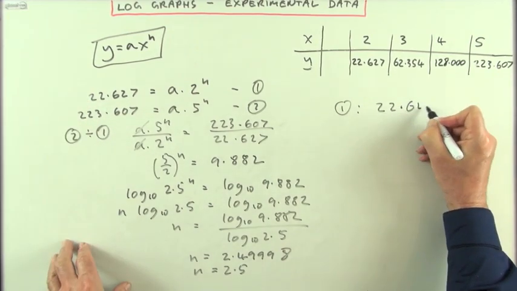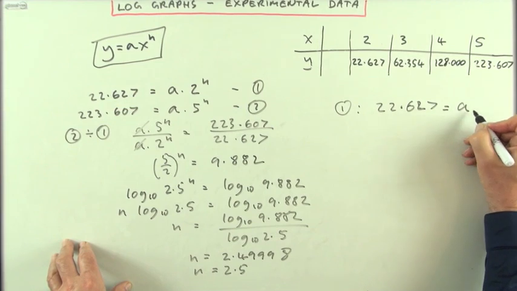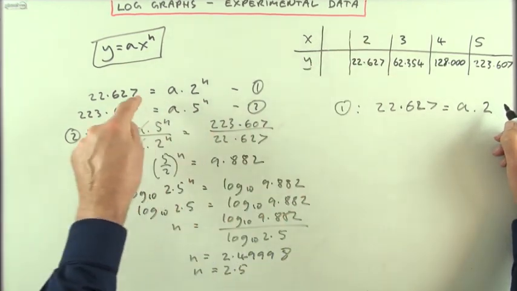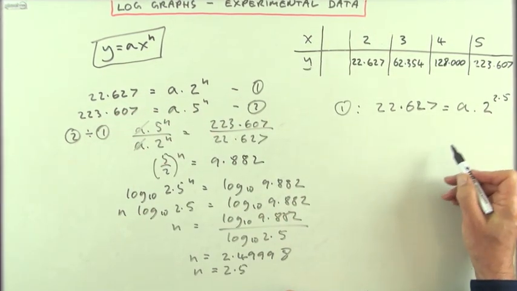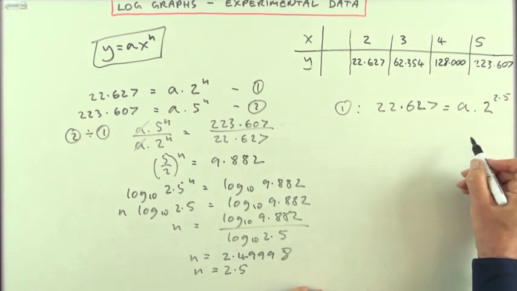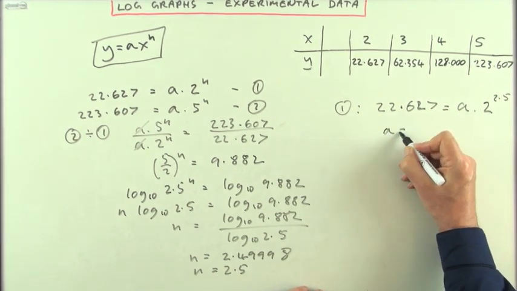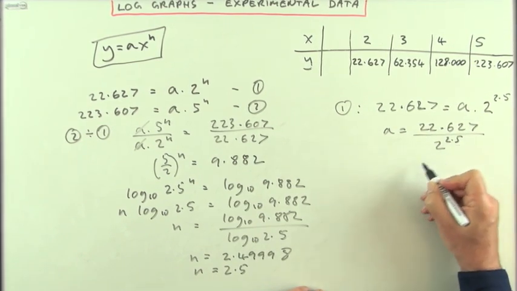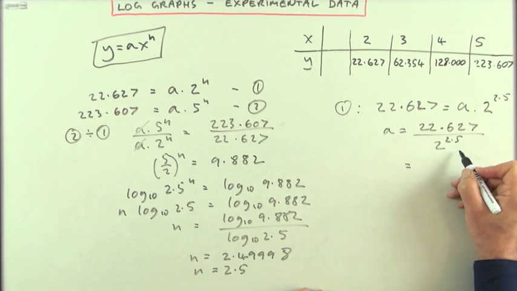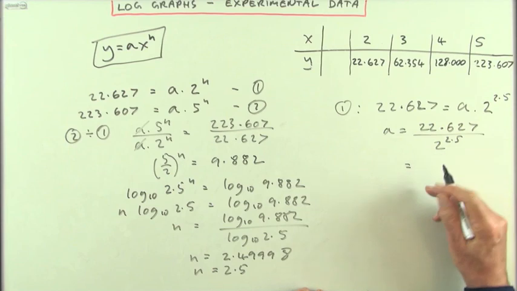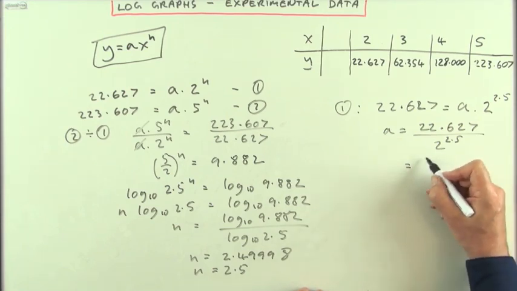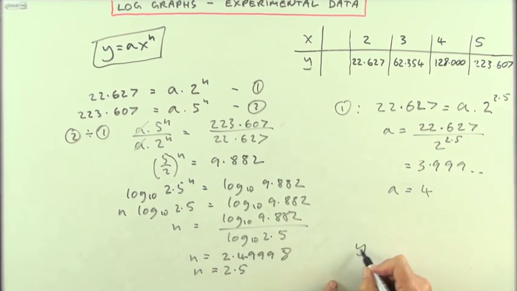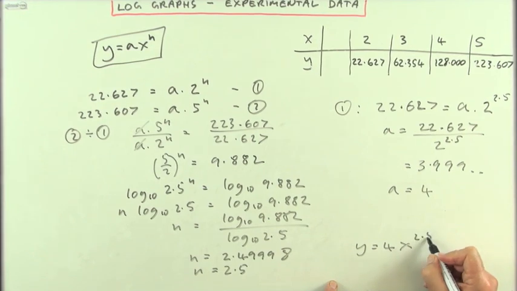So I've got 22.627 will be a times, and it's 2, that's what x is, to the power 2.5. Now those are just numbers. So all I've got to do is take that number across and divide. So a will be 22.627 divided by 2 to the power 2.5, which I didn't even bother to work out here. I just put that into my calculator, use that fraction button, and the denominator will have 2 to the power 2.5, and you get 3.999, etc. So a equals 4. So as before, y equals 4x to the 2.5.